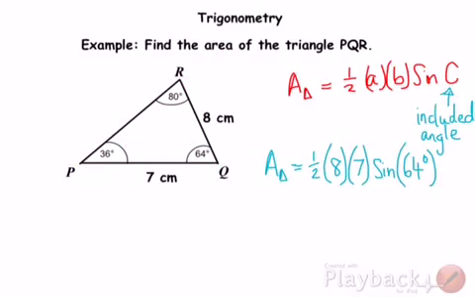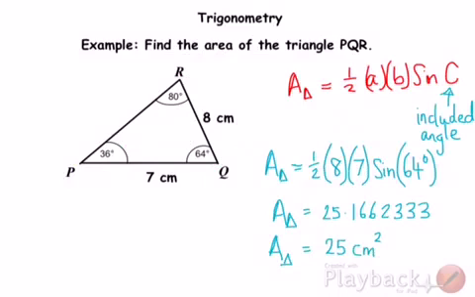Then I can put that into my calculator: a half times 8 times 7 times sine 64, and I end up with 25.166233. There is no explicit request in the question for rounding, so you can choose whatever you want. I'm going to round it to the nearest whole number, so instead of saying equals, I can say approximately 27 centimeters squared to the nearest whole number.